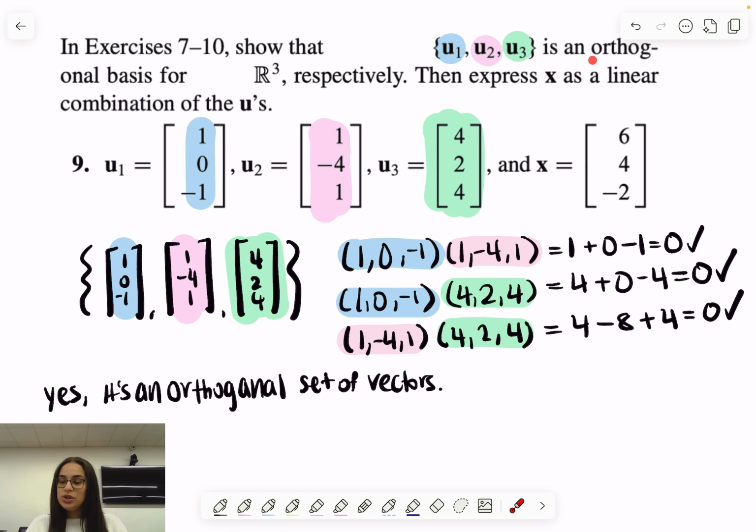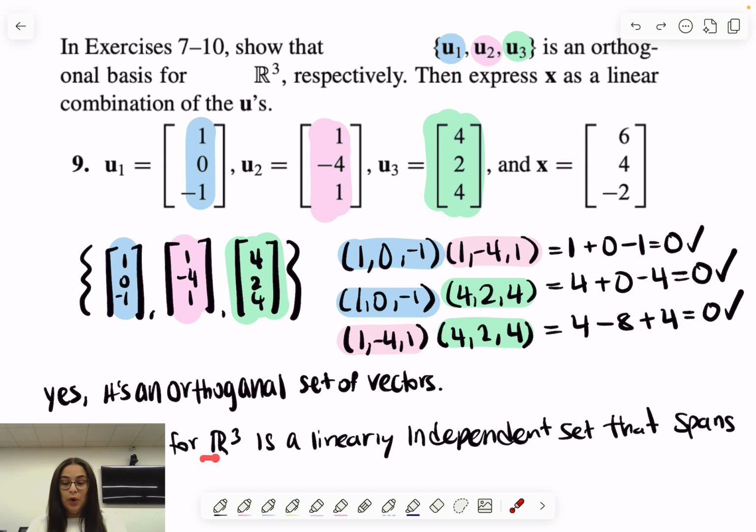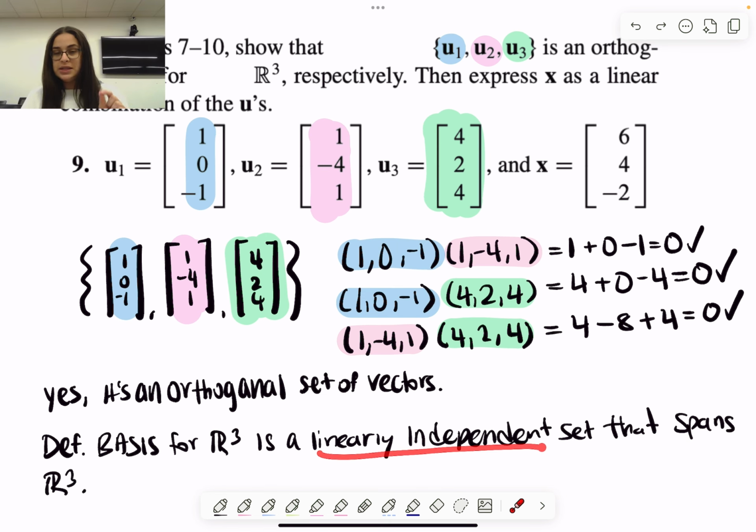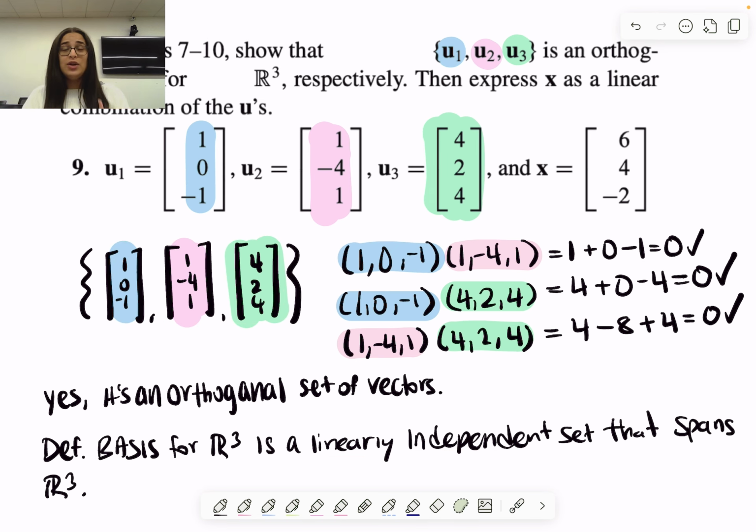But they're telling us to show that this is an orthogonal basis. So you think to yourself, well, what's a basis? A basis, specifically for R3, is a linearly independent set that spans R3. So it needs to be linearly independent. What does that mean? It means that when you row reduce these vectors, the columns that have pivots, your pivot columns, are your linearly independent vectors. So those are the ones that you would leave as your basis. You can try row reducing, seeing which vectors are linearly independent, and then leaving those as your basis.